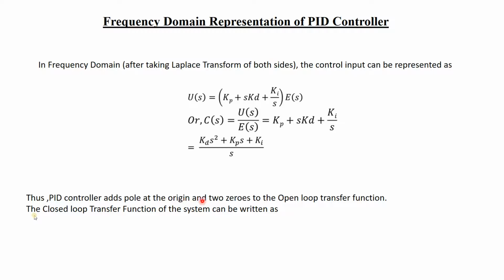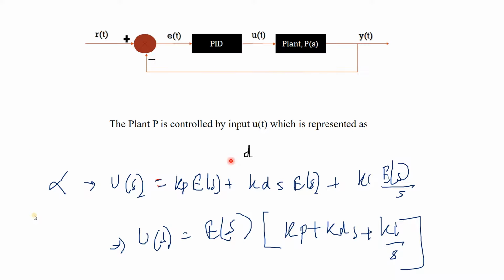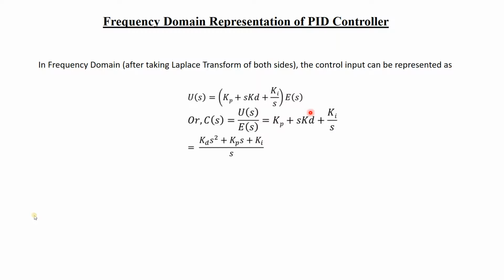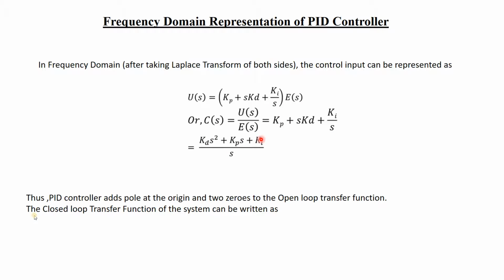Okay, so now this is your response. Thus the PID controller adds a pole at the origin and 2 zeros to the open loop transfer function. So what it is doing, it is adding one pole at the origin and 2 zeros in the transfer function, because this is an additional part. If the PID controller was not there, then only E would be entering the plant, but since U(t) is entering the plant, it is actually E(s) into this. This is the additional part which is entering the plant. So what is the additional part? One pole at the origin, that is type 1, and 2 zeros of the open loop transfer function.